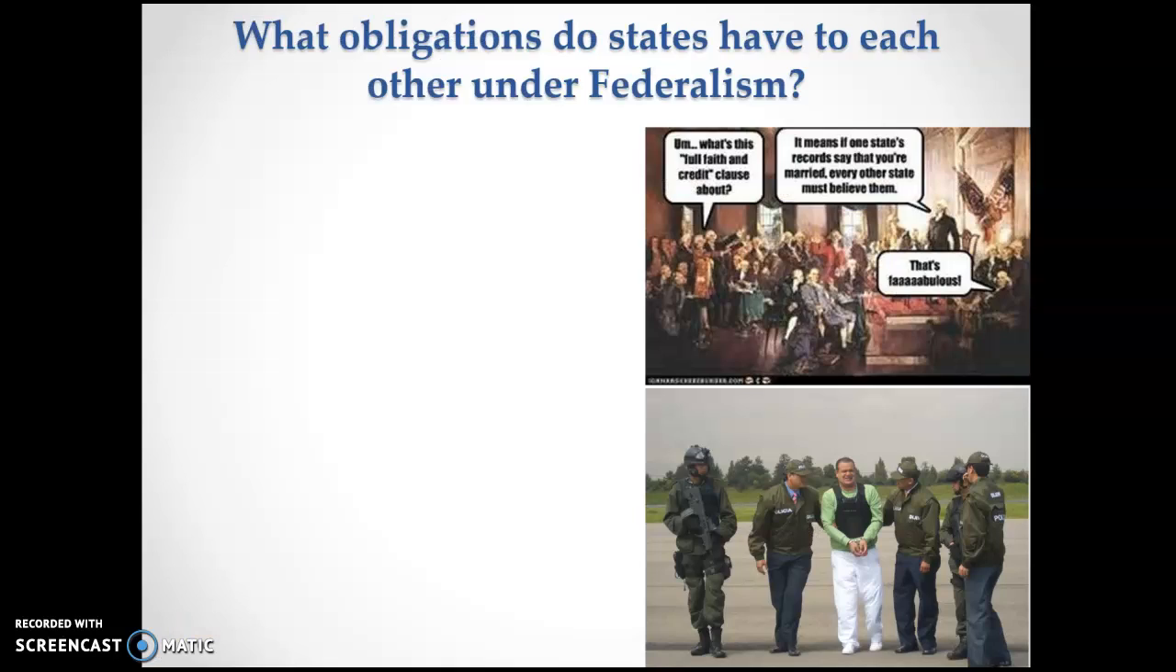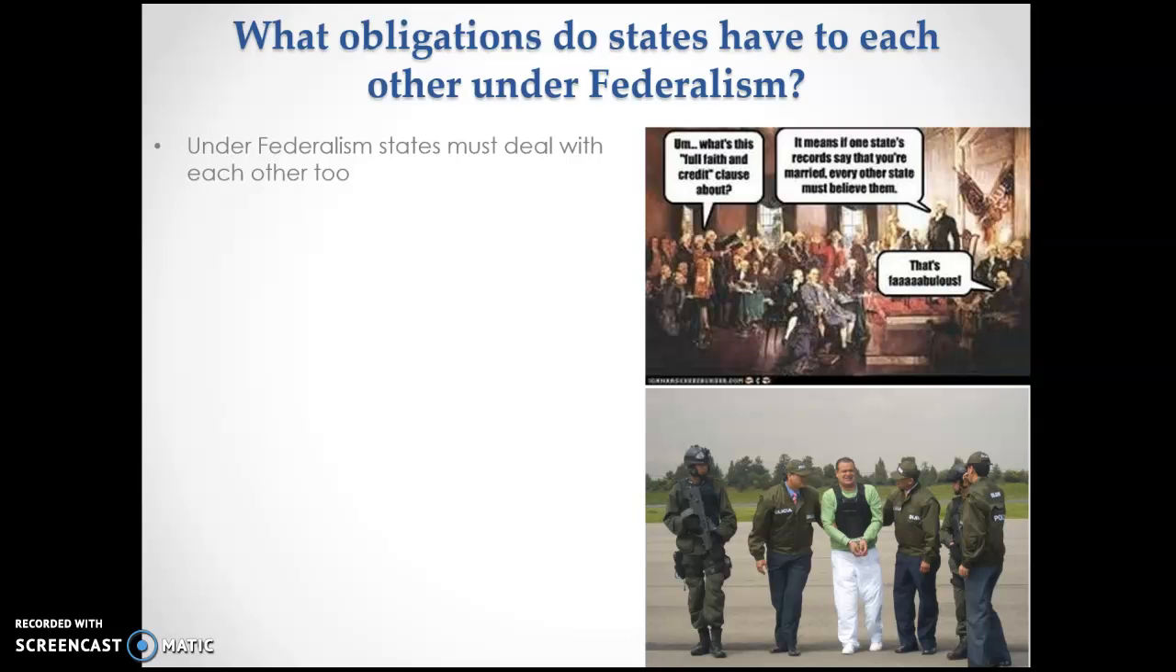Okay. All right, so now we've already talked about how states relate to the federal government under a federalism model, but we haven't spent much time talking about how, because they live in a federation of 50 states, states relate to each other under federalism. And so for this, we're going to really focus on three major points. Obligations that states have to each other that have been strengthened and reinforced by the courts.